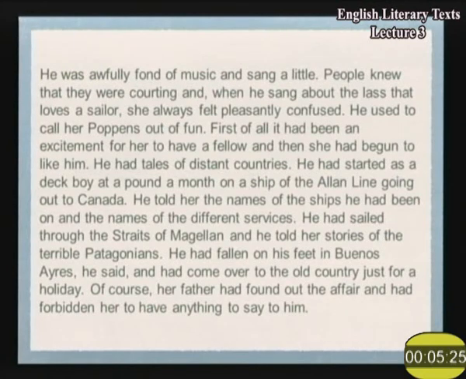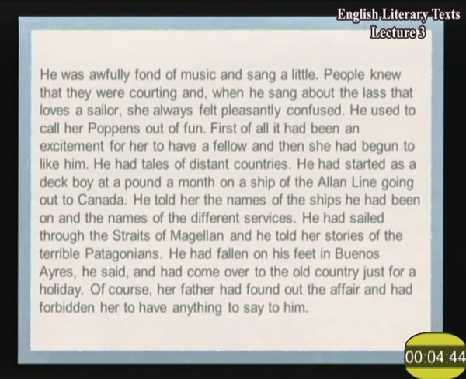The description of Frank is quite an interesting description because it is full of kindness, if not love. People knew that they were courting. Courting means going out together. They were in love. And when he sang about the lass, which is another word that is used in Irish and in Scottish for girl, a lass is a girl. So when he sang about the lass that loves a sailor, she always felt pleasantly confused.